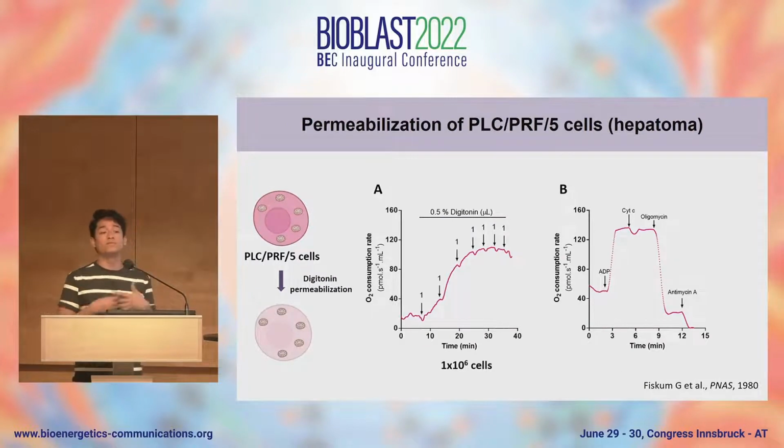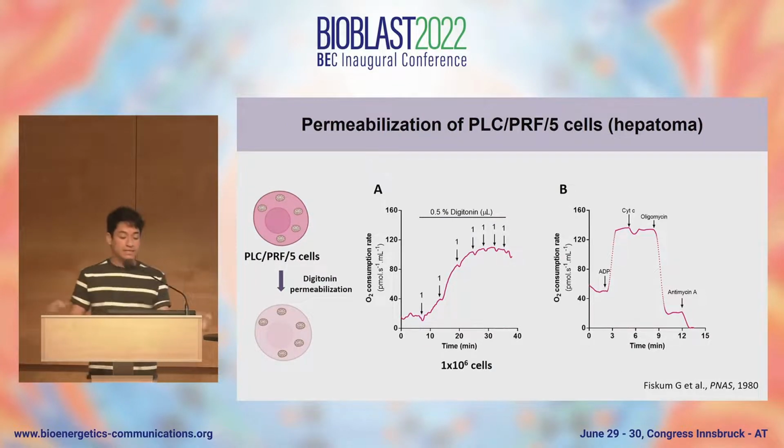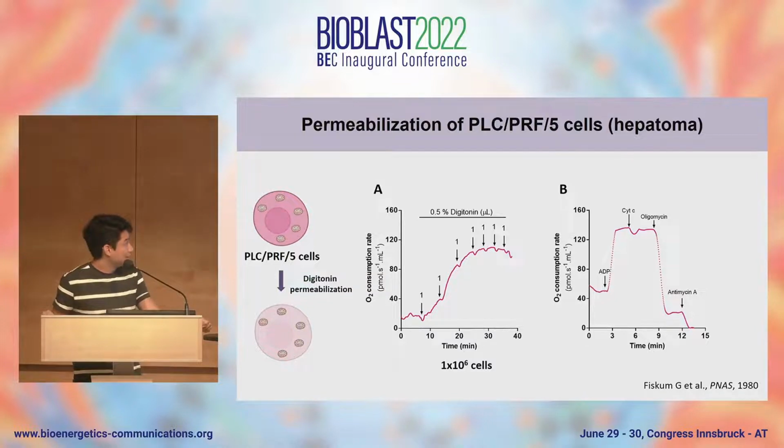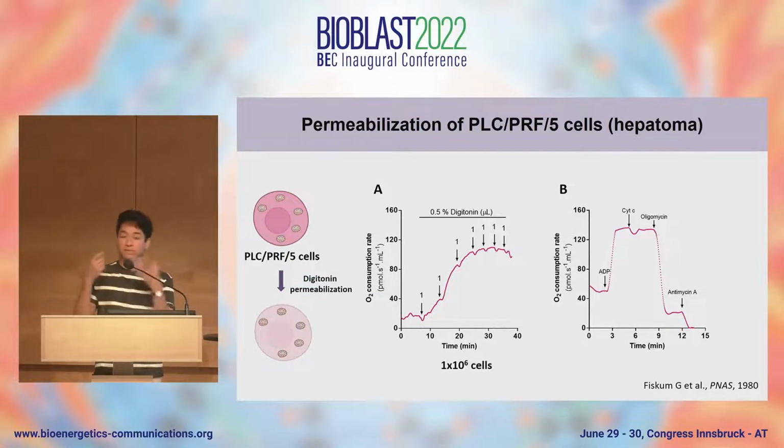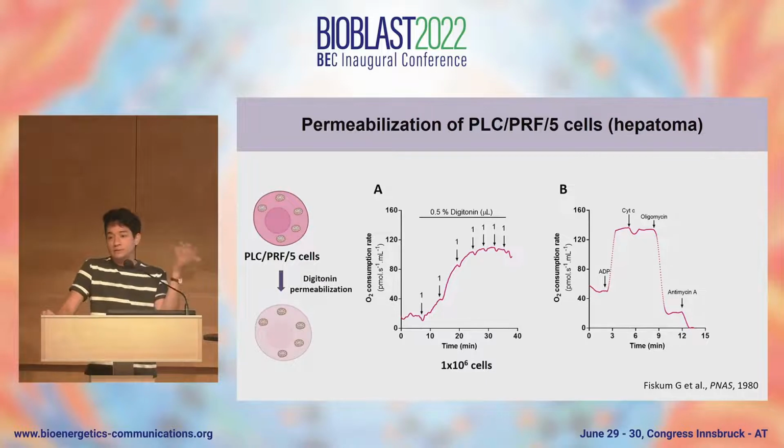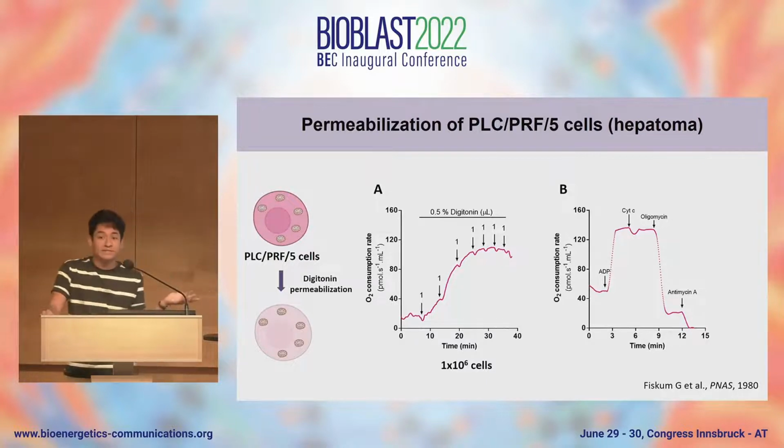And then we move to a more physiological system. This is permeabilized cells. And this is a good approach when you have small samples. For example, for the ones that have tried to isolate mitochondria from cells, it's very difficult because you need a lot of cells.